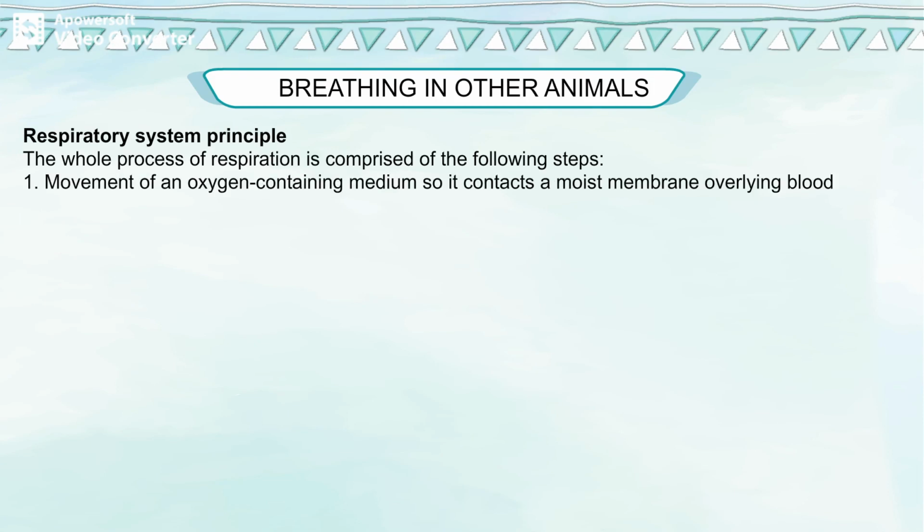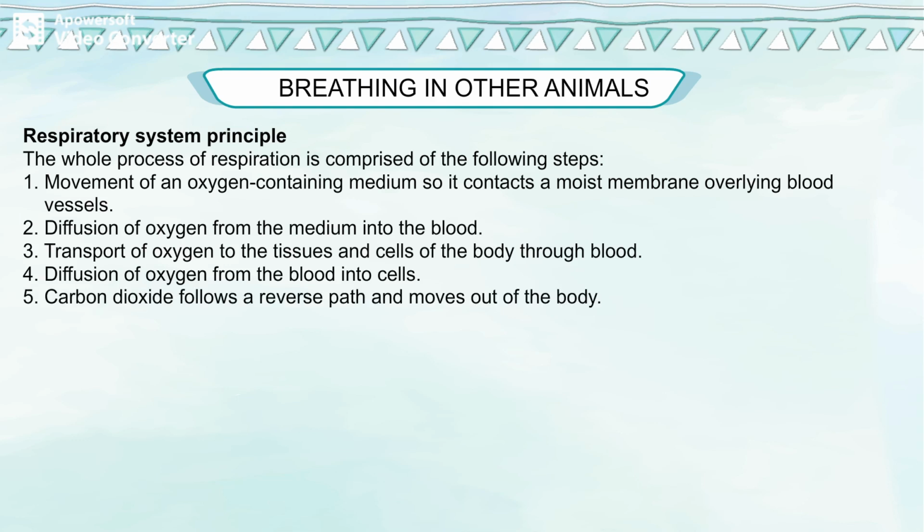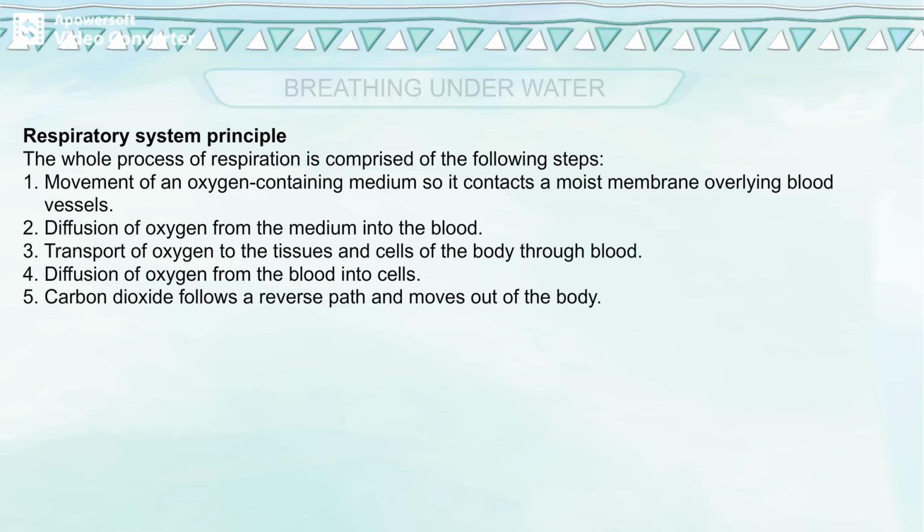Movement of an oxygen-containing medium so it contacts a moist membrane overlying blood vessels. Diffusion of oxygen from the medium into the blood. Transport of oxygen to the tissues and cells of the body through blood. Diffusion of oxygen from the blood into cells. Carbon dioxide follows a reverse path and moves out of the body.